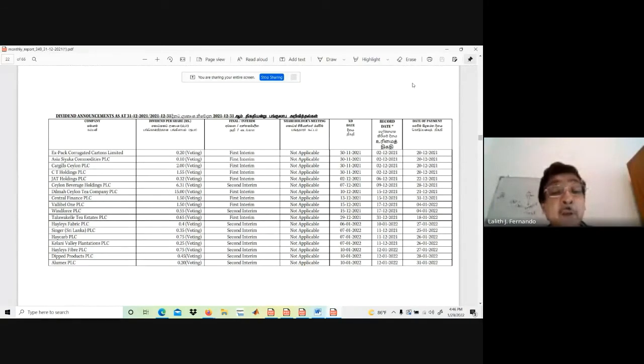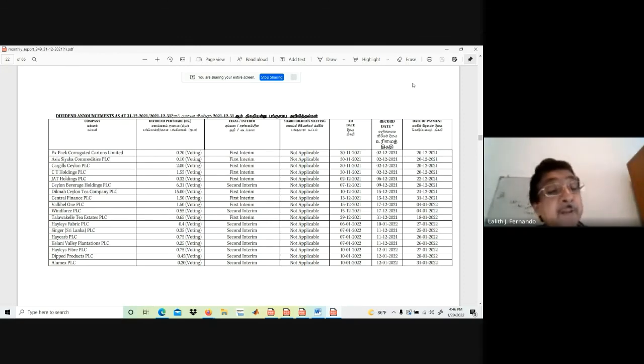Expolanka's corrugated cartons declared a dividend of 20 cents per share, taken as the first interim dividend, and there can be several other dividends. CSC also declared a first dividend of 10 cents. Cargill Ceylon Limited declared a 2 rupee dividend per share. So now you can see what the percentage is here.